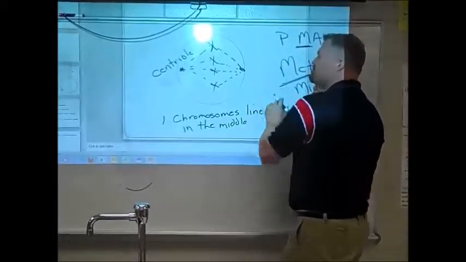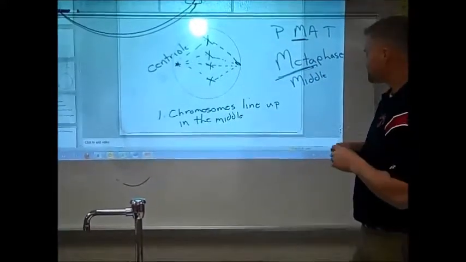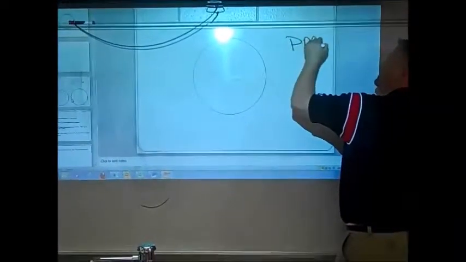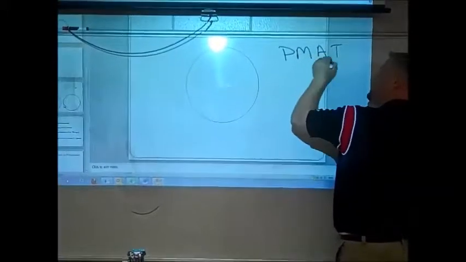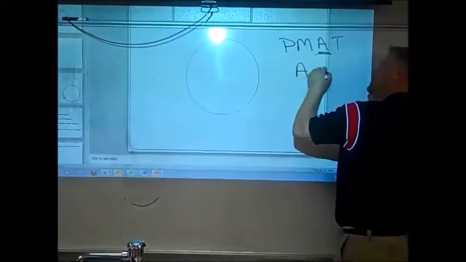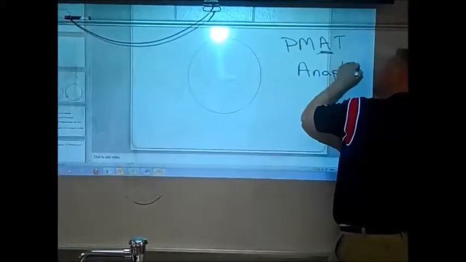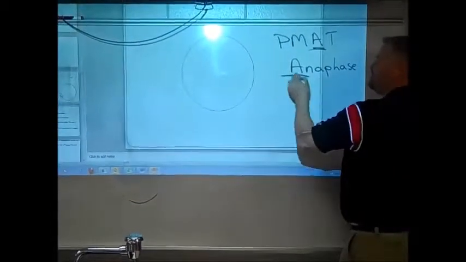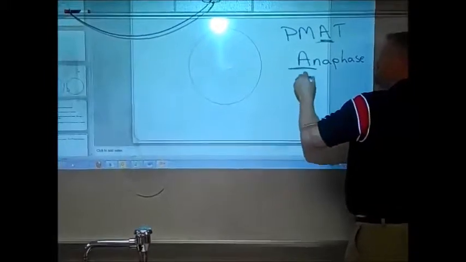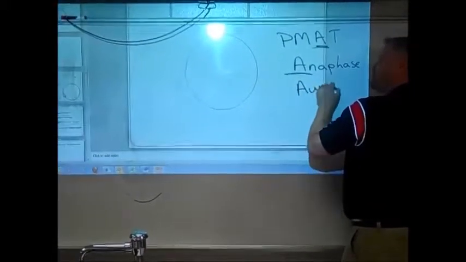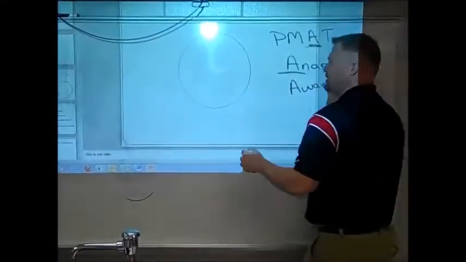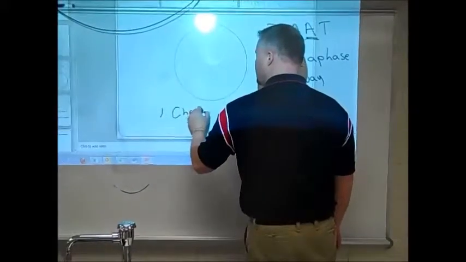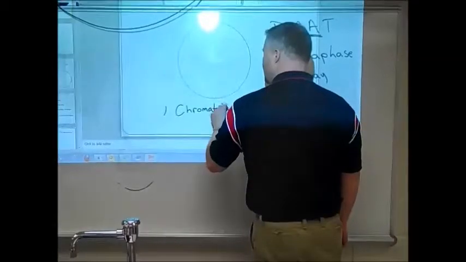So again, this was metaphase. Now we're going to move on to anaphase, the A. Okay, so back to PMAT, focusing on letter A. Anaphase, key thing here in the word anaphase, the letter A: the chromatids are moving away from each other. And so the big highlight is that chromatids are split apart.